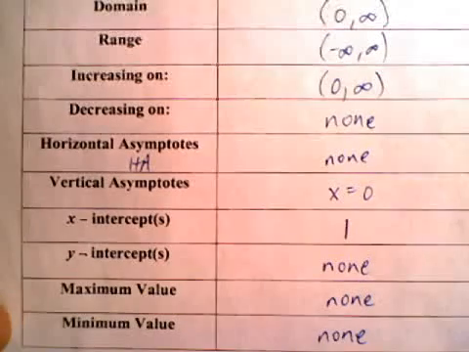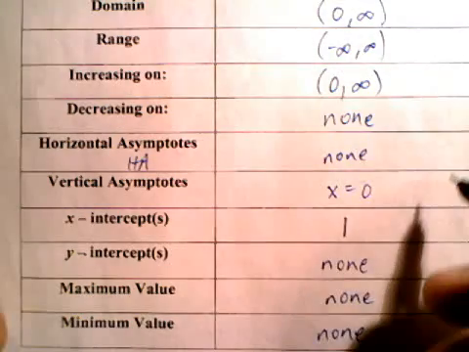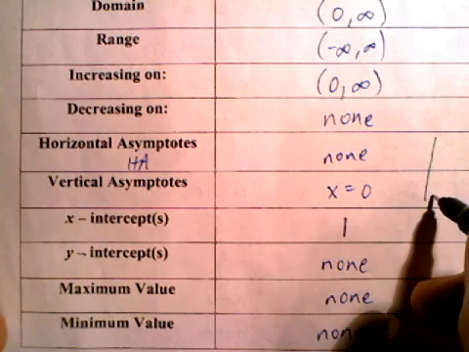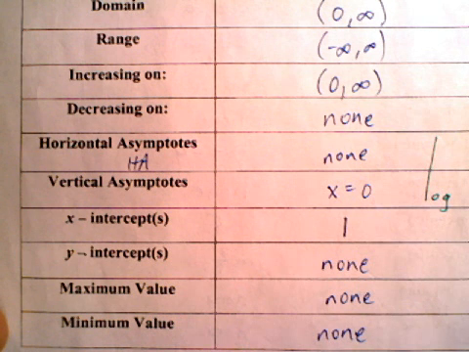So the domain, you can see 0 to infinity. Range is all real numbers, and remember we always have a vertical asymptote. So log functions always have that. And I'm going to take this off the screen in just a moment.